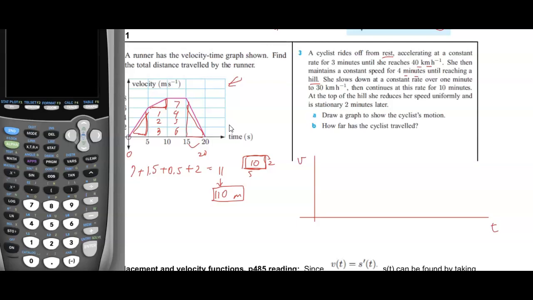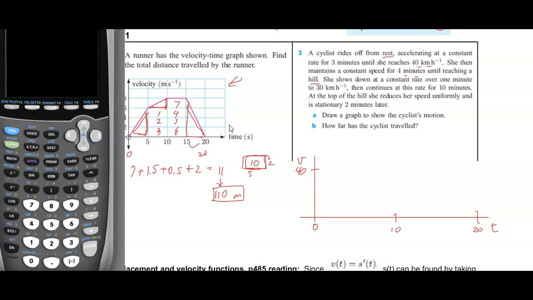And let's see, she's going to go for 3 minutes, and then she does 4 minutes, and then 10 minutes. So I think, and then she's stationary for 2 minutes or something. So maybe I'll make the scale 10 and 20 minutes, and looks like the top speed is about 40, maybe.